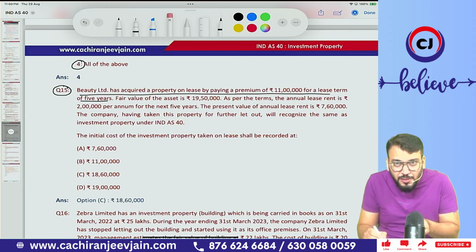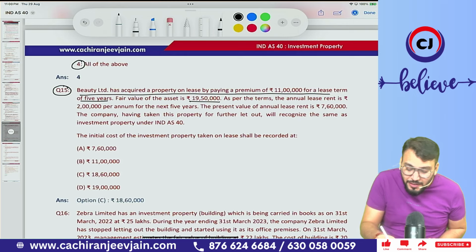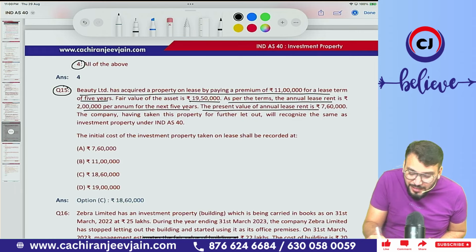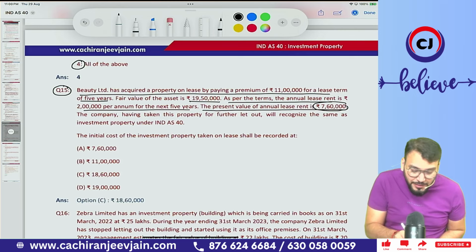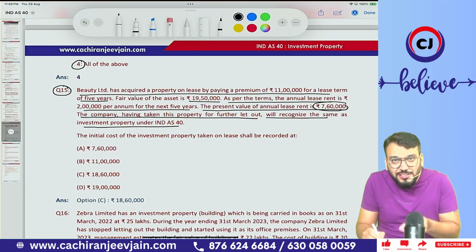Fair value of the asset was how much? It was 19,50,000. This information is not relevant. As per terms, annual lease rent is 2 lakh per annum for the next 5 years. The present value of annual lease rent is 7 lakh 60,000. So they have given the present value of all the lease payments. The company having taken this property for further let out will recognize the same as investment property under Ind AS 40. So the asset was taken on lease and it was held as an ROU asset, and now they will sublease it under an operating lease.